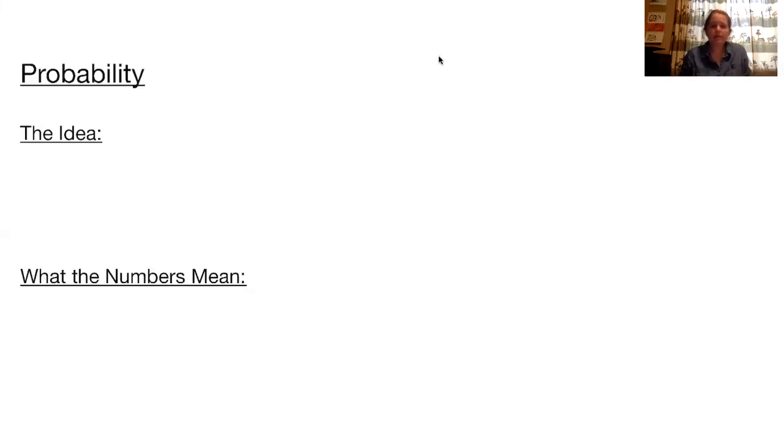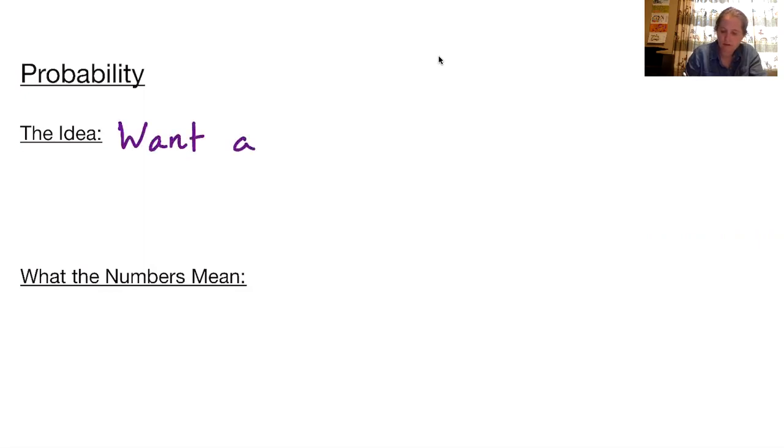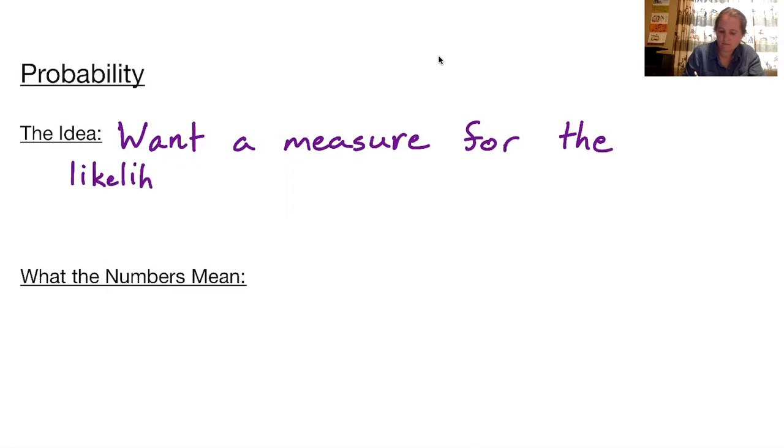Welcome to probability. So the idea behind probability is we want to have a measure for the likelihood of something happening. So we want a measure for the likelihood of an event happening.